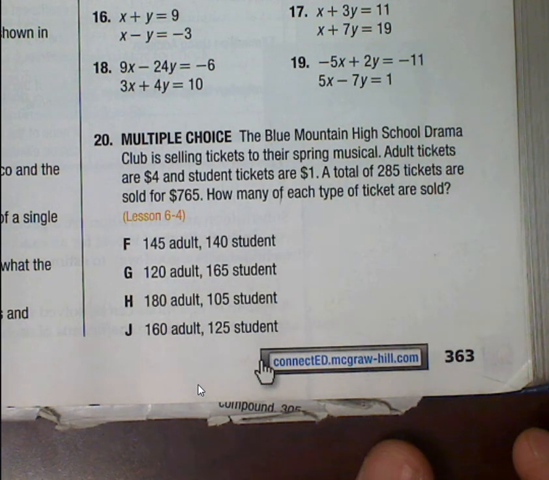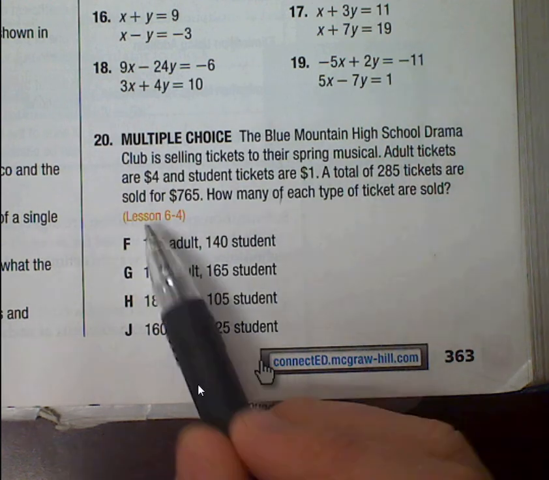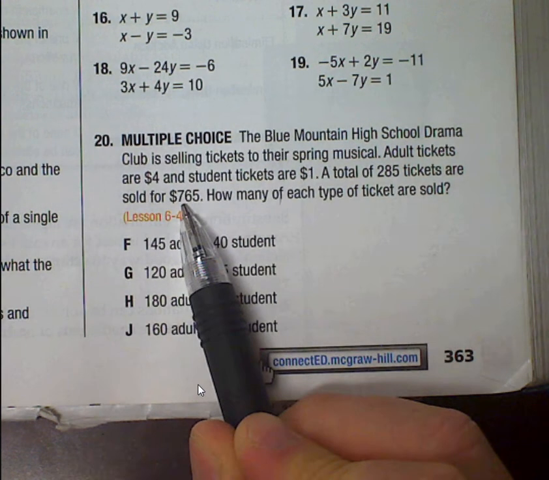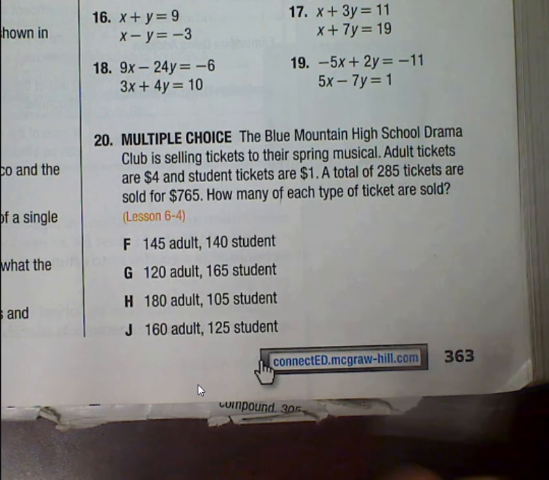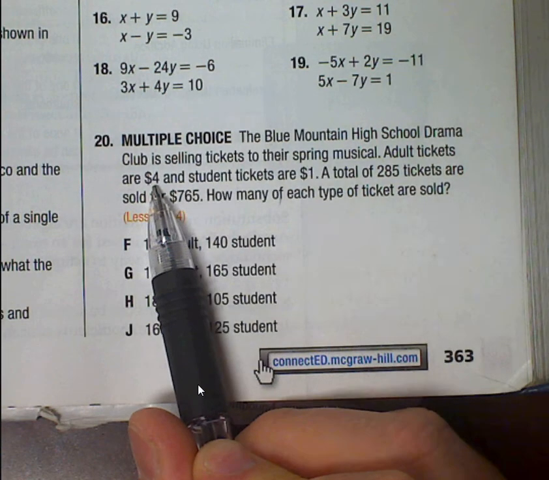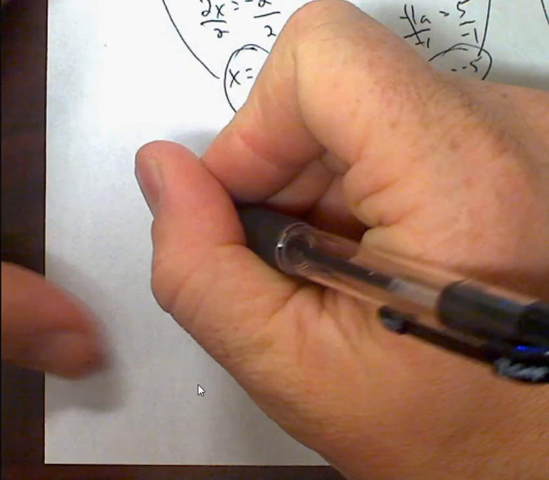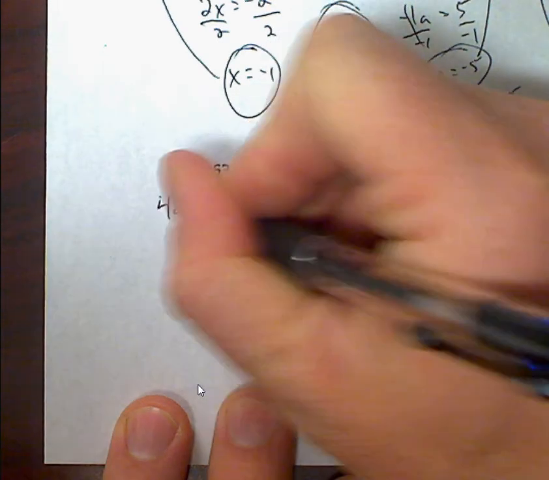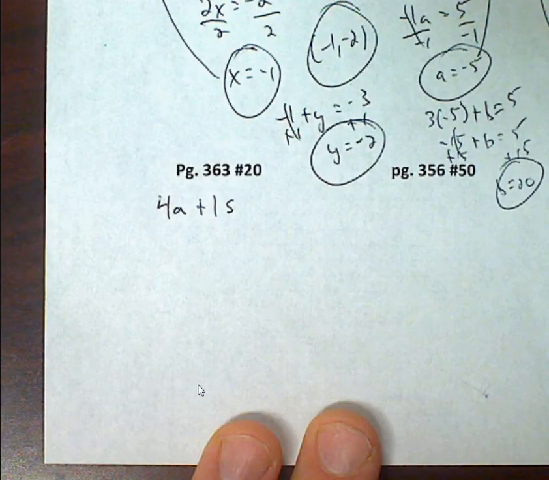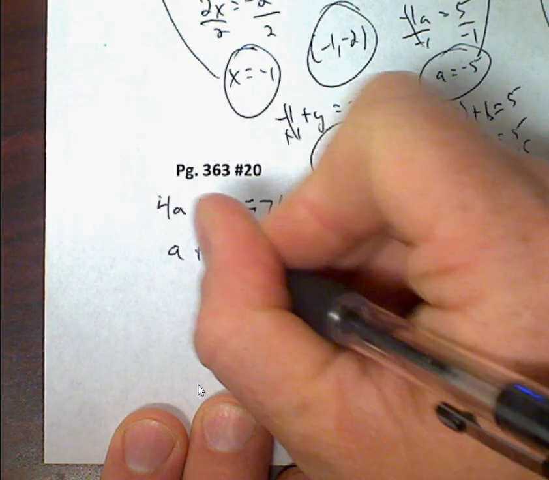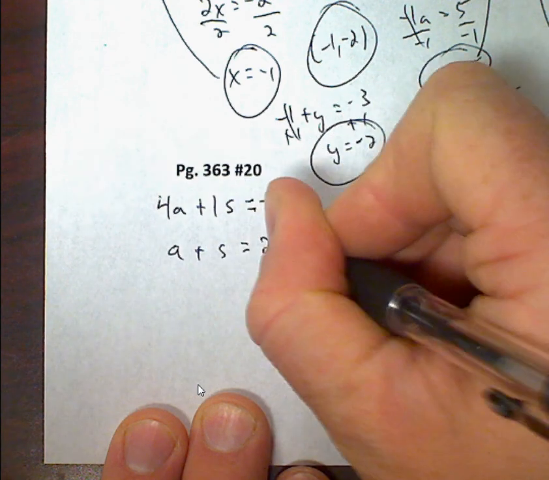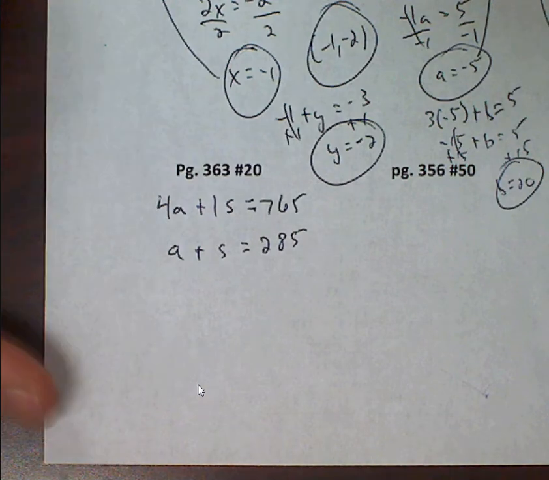So this has to be a systems of equations. Money has to go with money, and then tickets has to be the other equation. Adult tickets have to be attached with 4, students have to be attached with 1. So here we go. My first equation, I'm going to have A be adult, so 4A plus 1 student, so that's S, equals 765. I also know that adults plus students has to be a total of 285. So now I have my systems of equations.